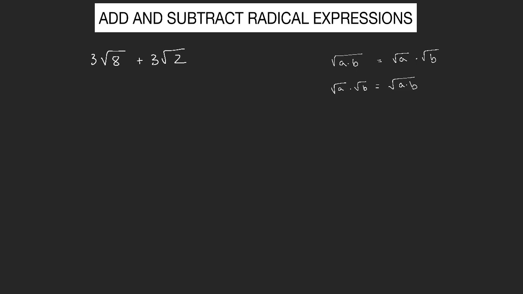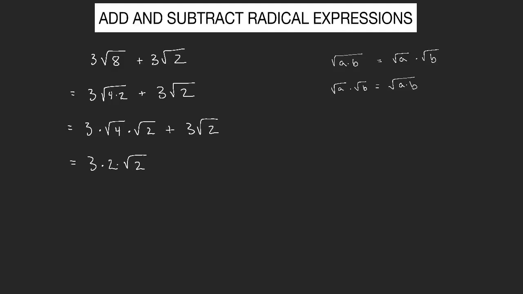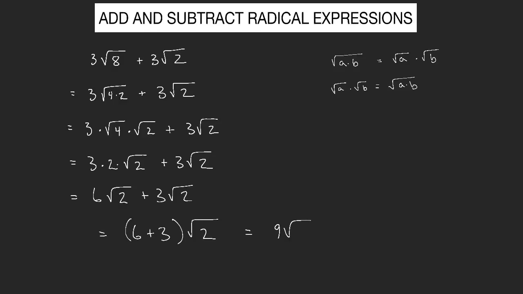Okay, 3 times square root of 8 plus 3 times square root of 2. So we're going to say that this equals 3 times square root of 4 times 2 plus 3 times root 2. So this equals 3 times square root of 4 times square root of 2 plus 3 times square root of 2. Okay, so that equals 3 times 2 times square root of 2 plus 3 times square root of 2. So this equals 6 square root of 2 plus 3 square root of 2. So this equals 6 plus 3 square root of 2. So this equals 9 root 2. Okay, there's our answer, 9 times root 2.